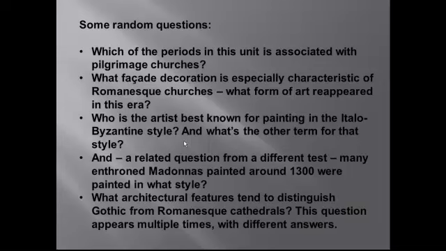Okay, as always, I have some random questions which represent general multiple choice questions. So, which periods in this unit is associated with pilgrim churches? That shouldn't be hard. It's the name of the chapter. What facade decoration is especially characteristic of Romanesque churches? And I just talked about this. What form of art reappeared in this era?